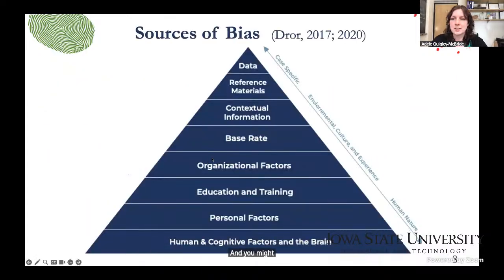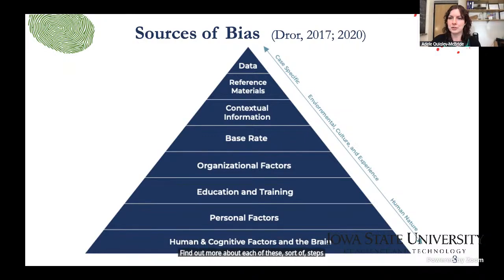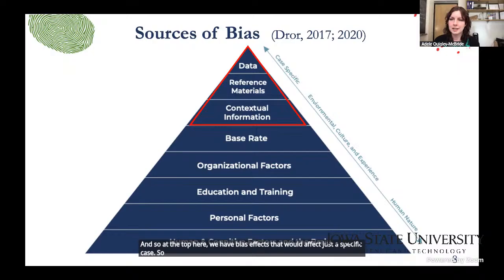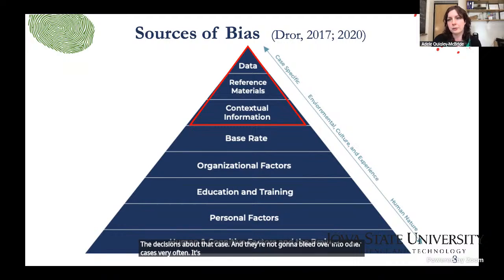And you might have seen this sort of chart before. I'm not going to go through it in detail because it's not necessary to. You can also find out more about each of these steps of this triangle if you go to other C-Safe learning opportunities. But basically what I'm trying to show here is that there's different types of bias. And so at the top here, we have bias effects that would affect just a specific case. So things about that specific case and the materials in that case that will influence the decisions about that case. And they're not going to bleed over into other cases very often. It's pretty rare for that to happen.